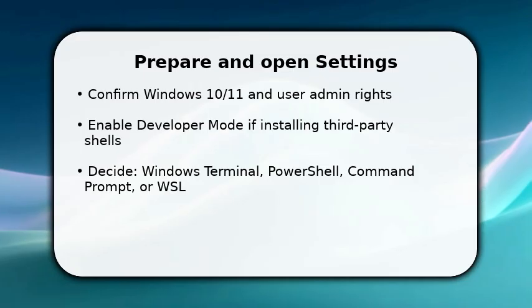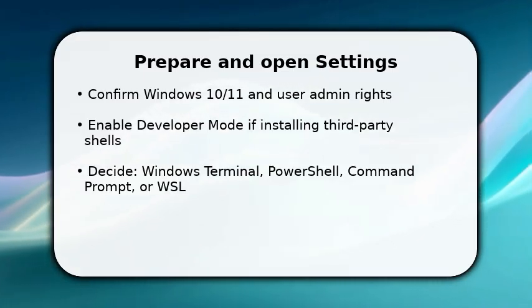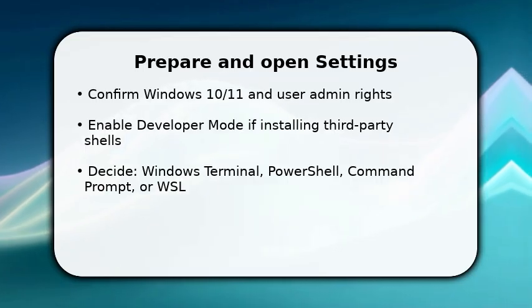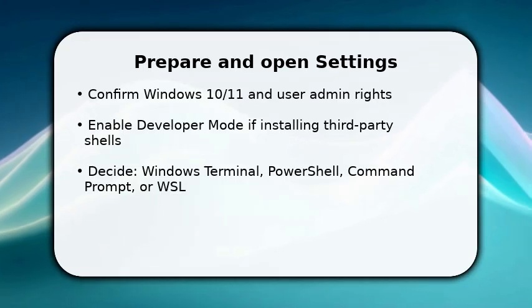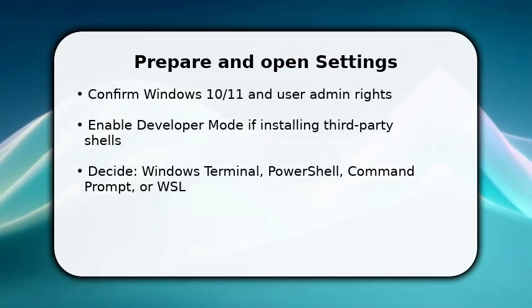You start by confirming Windows version and that you have administrator rights. This avoids permission errors later. Once done, open Settings with Win+I and search for Developer Mode if you plan to install WSL or third-party shells.